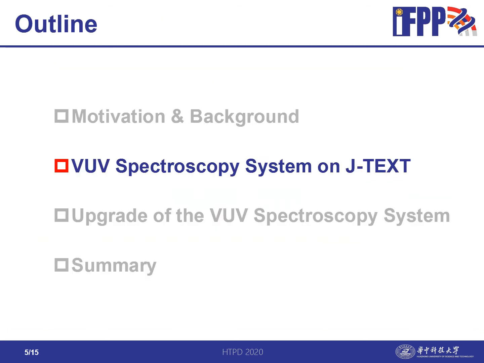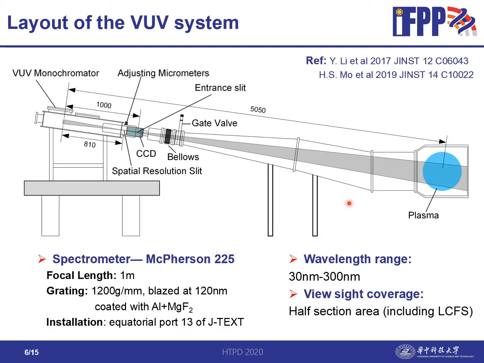And then is the configuration of the VUV system. Here's the layout and composition of the system. A normal incidence spectroscope with the concave grating of 1 meter focal length is installed on the equatorial port 13 of JTAC tokamak, with wavelength ranging from 30 to 300 nanometer.